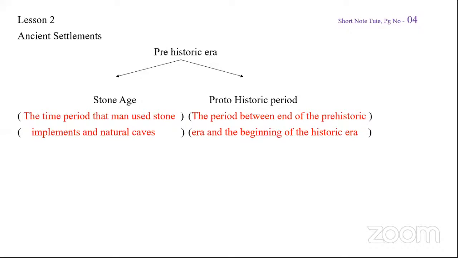So the historic era means the time period when leadership was developing. And so we can divide history as Stone Age, then Proto-historic time period, then the early historic time period, and the historic time period. The Stone Age was the time period when man started using stone tools and natural caves. In the Proto-historic time period, they started agriculture and started living permanently in permanent settlements.